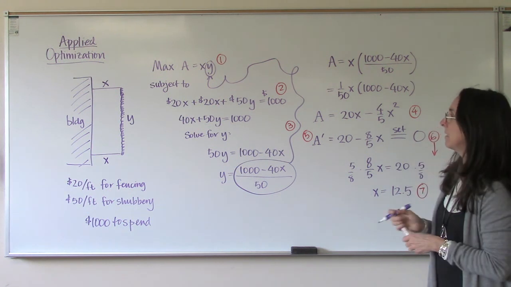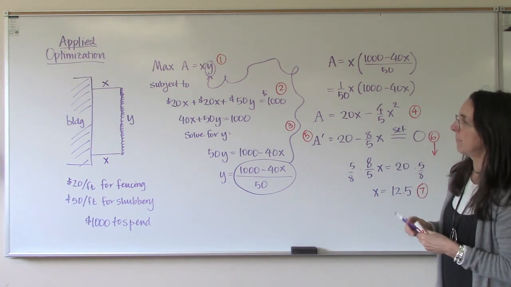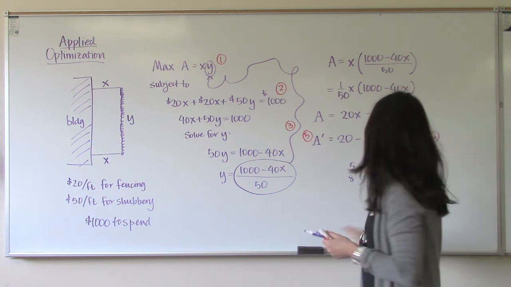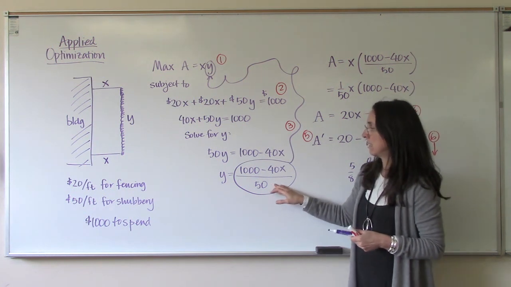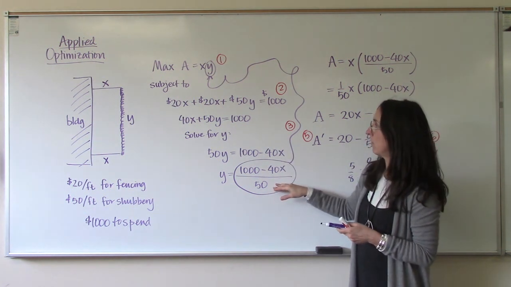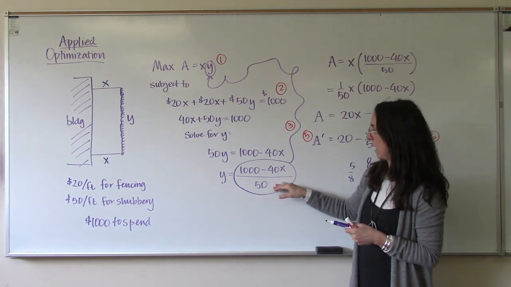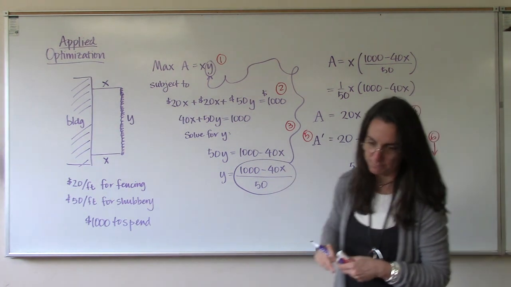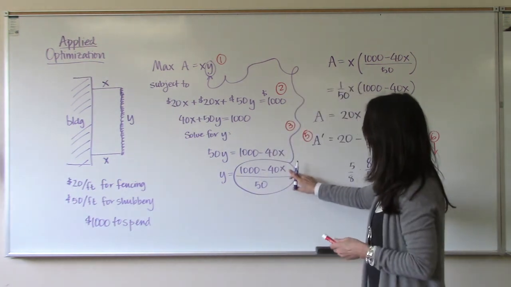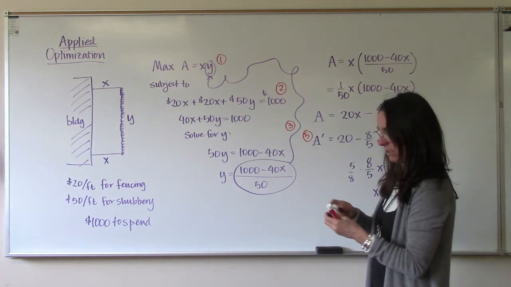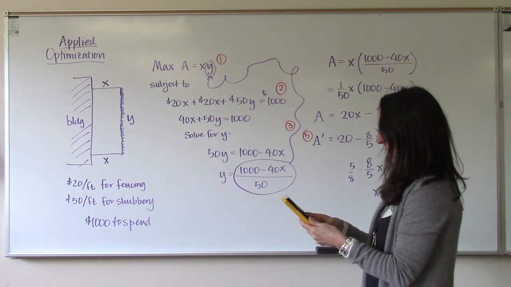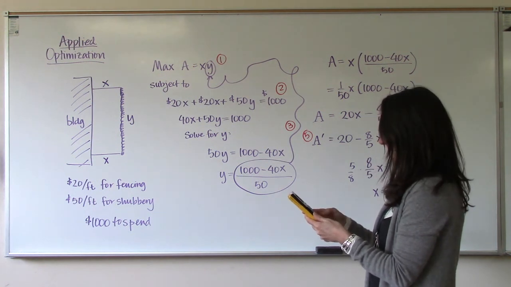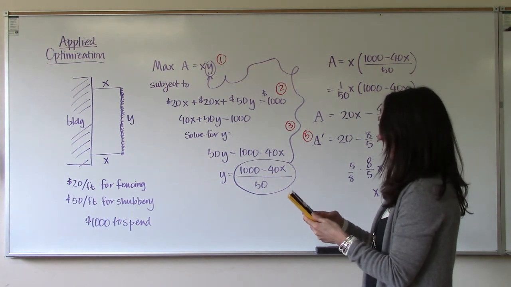And then the last part is to answer the question. The question is, what should the dimensions of the pen be? So I've got the x part of the pen. What should the y part of the pen be? Oh, here it is. This is one of the versions of the equation that relates x and y. When you plug in x is equal to 12.5, did I do that right? Let me just double check. If x is equal to 12.5, then we have 1,000 minus 40 times 12.5 divided by 50. Yeah, y is 10.